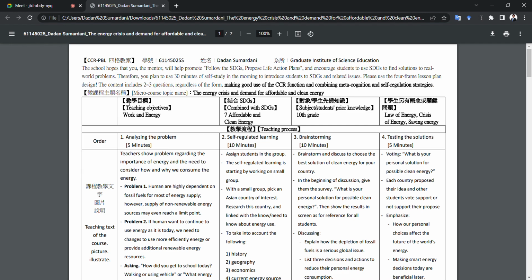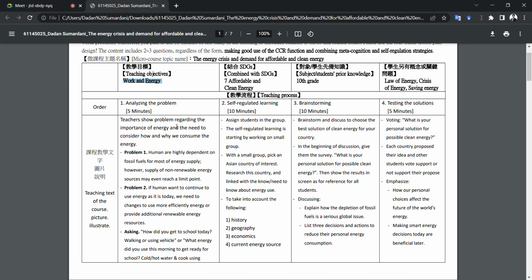Okay, so my topic name is the energy crisis and the demand for affordable and clean energy. The teaching objective is about work and energy, and in SDGs I'm choosing number 7, affordable and clean energy. The subject of students is 10th grade, and the keywords are law of energy, crisis of energy, and saving energy.